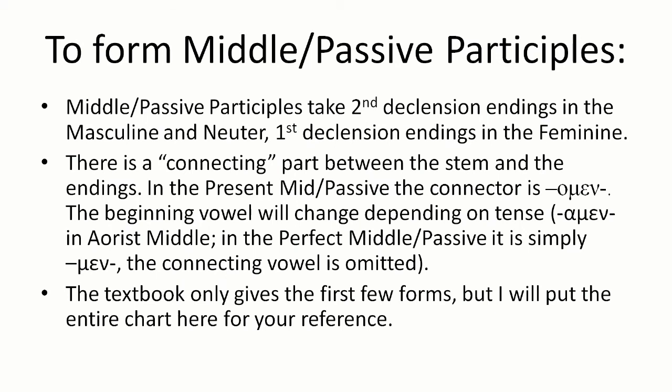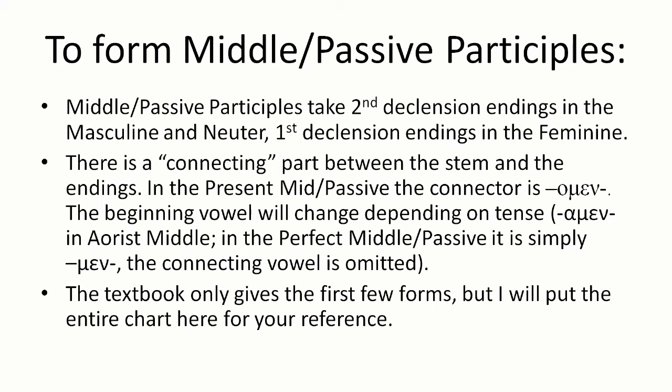You will notice with all of these, there is this sort of connecting part, just like the active had that kind of omicron nu tau connector. In the middle and passive, the connector is going to be omicron mu epsilon nu in the present. But the nice thing about this is this never changes. You don't have a change in the dative plural. You don't have a change between the nominative and the genitive singular. The connector is always going to be that omicron mu epsilon nu. The beginning vowel will change depending on your tense. So in the aorist, the first aorist middle, it's going to be alpha, so alpha mu epsilon nu.